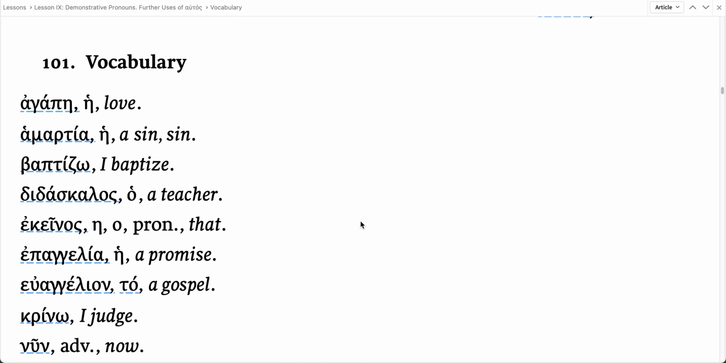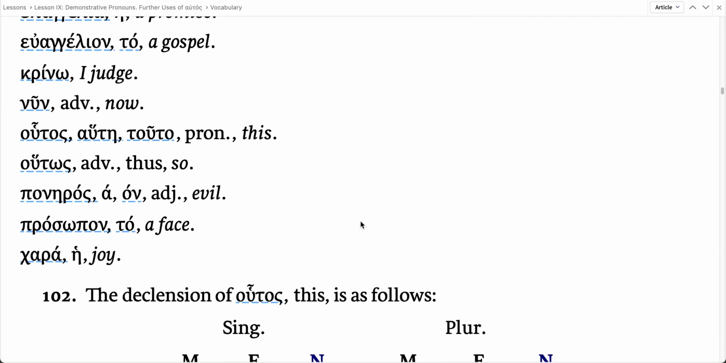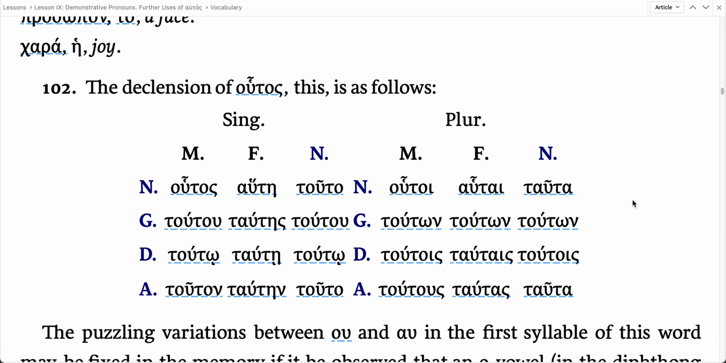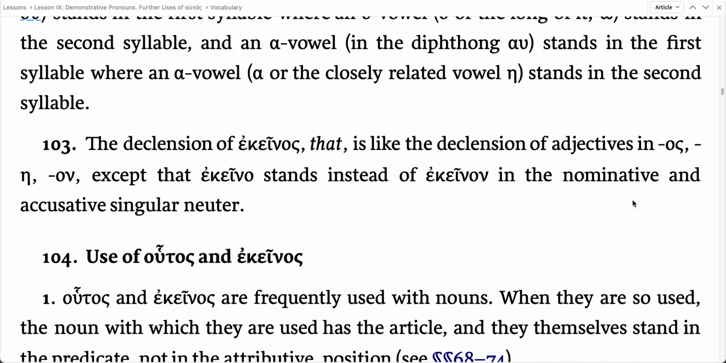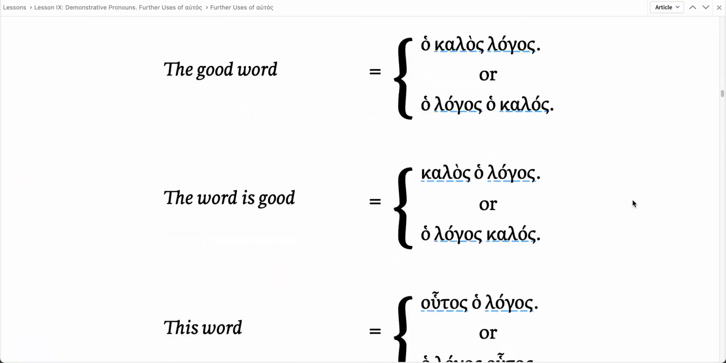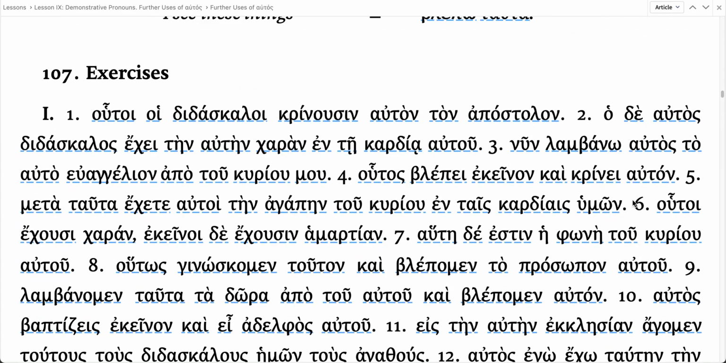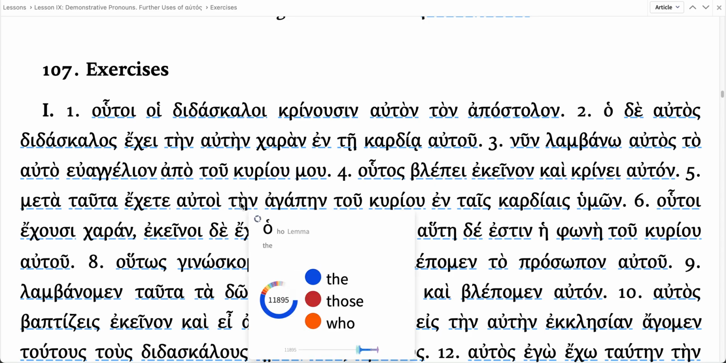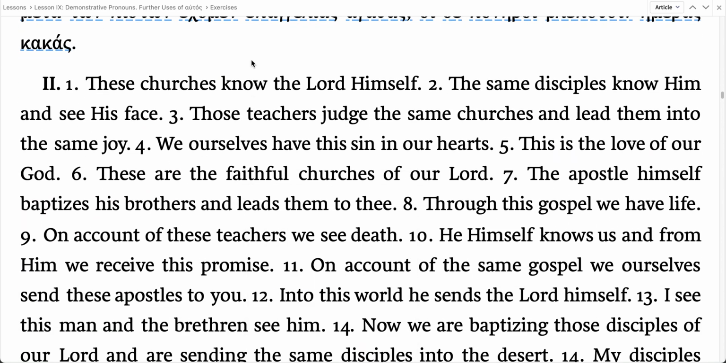So again, this is demonstrative pronouns. I walk through it. We're going to do some translation. There'll be another video where we'll translate some sentences, and I'll work through some of these sentences here in exercise 107. Remember, you have the Greek exercises where you translate from Greek into English, but then you also have English sentences you can translate into Greek. That's going backwards. So you see these churches, the same disciples, those teachers.